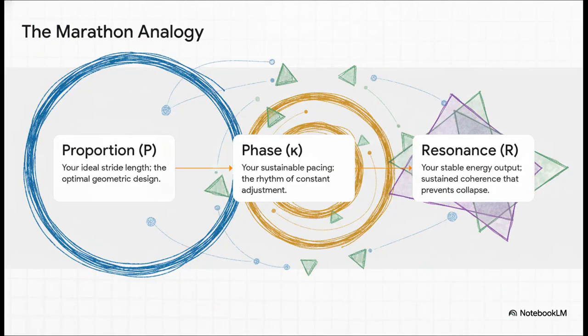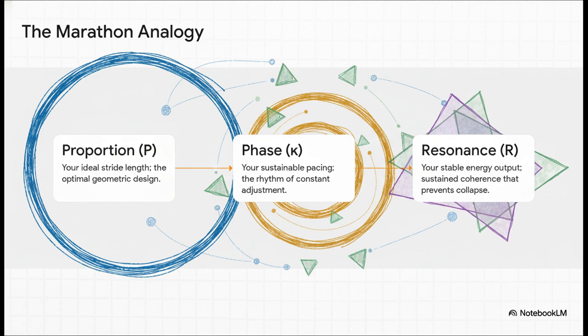Now, an abstract equation can feel a little cold. So let's make it real. Let's use the analogy of running a marathon. Proportion, or P, that's your ideal stride length, the most efficient, perfect design for your body's movement. Phase, or kappa, that's your pacing, that constant, steady rhythm that keeps you from burning out in the first mile. And finally, resonance, R, is your stable energy output, that sustained flow that keeps your whole system from just collapsing. You get all 3 of those right, you achieve T, a state of perfect, sustainable balance.